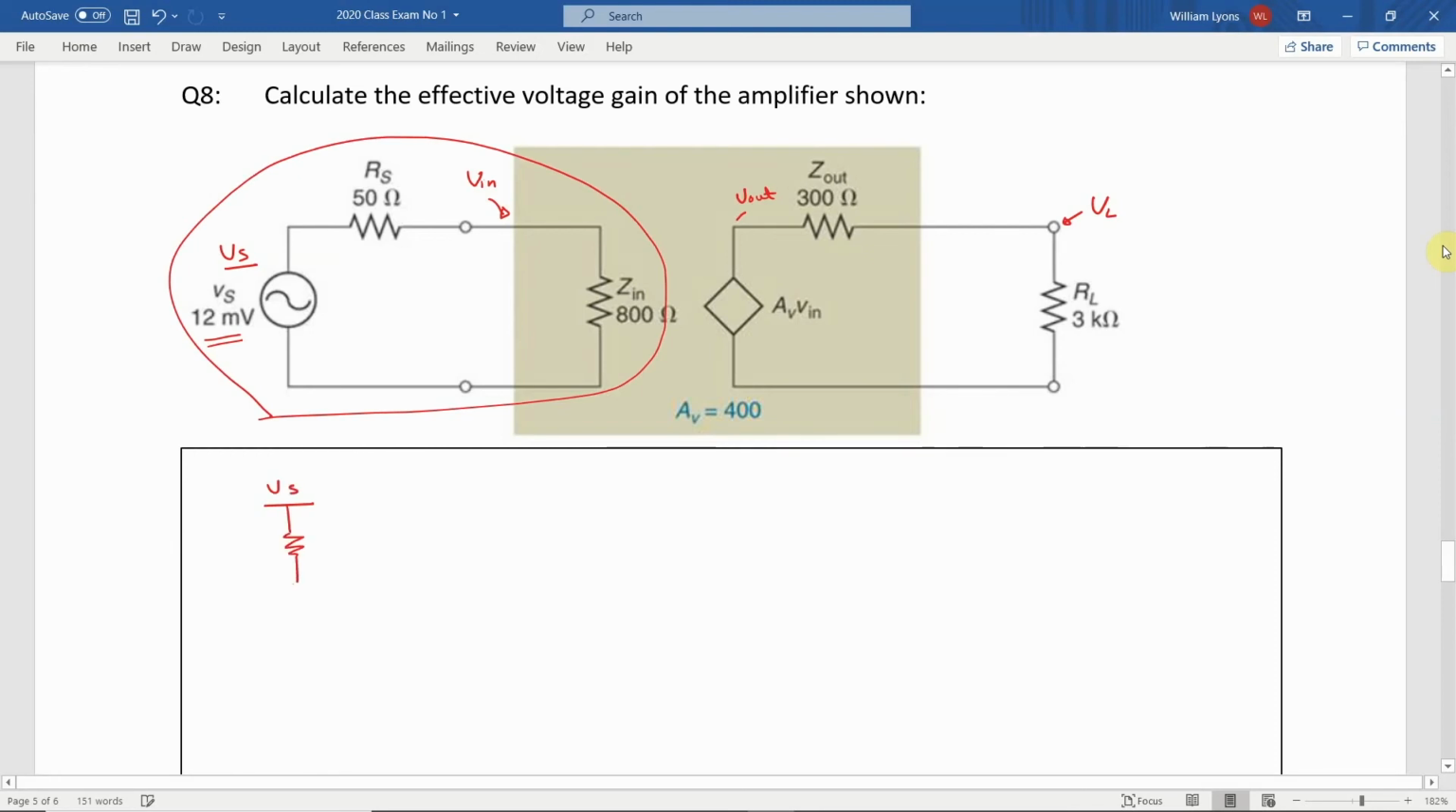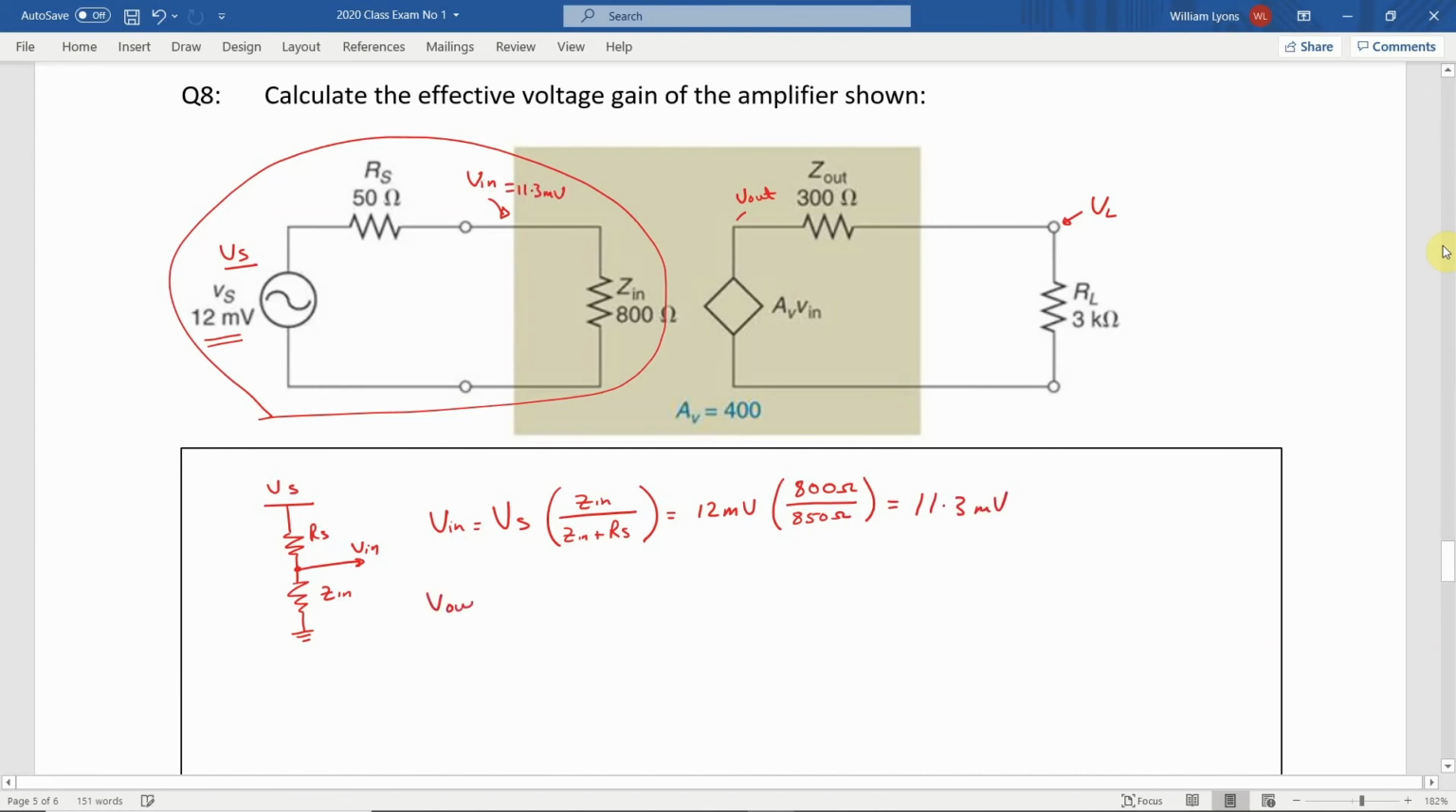This input circuit can be redrawn as follows. It is now possible to calculate V in using the voltage divider formula, which for the circuit drawn is Vs times the input impedance divided by Zin plus Rs. Applying the values from the circuit and carrying out the calculation gives us a voltage in of 11.3 millivolts.